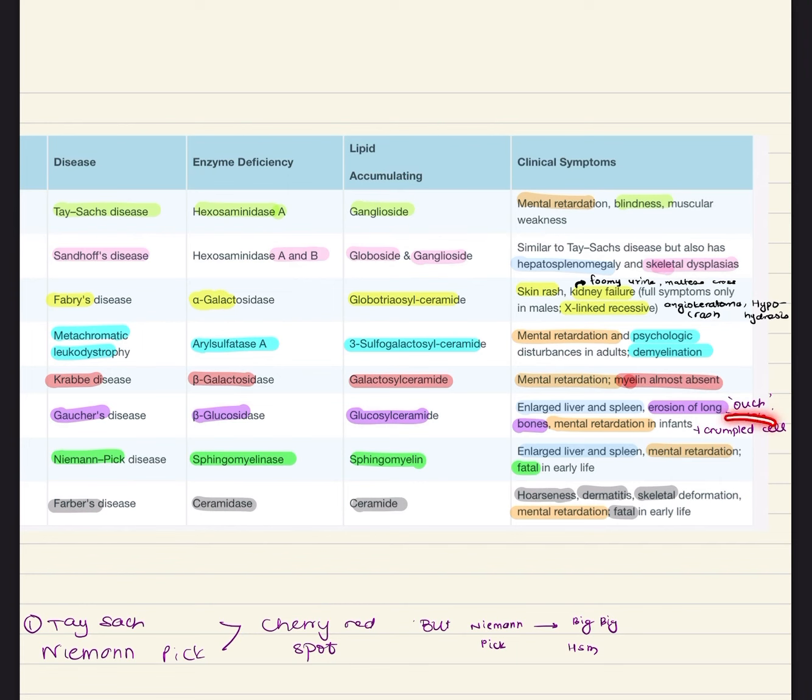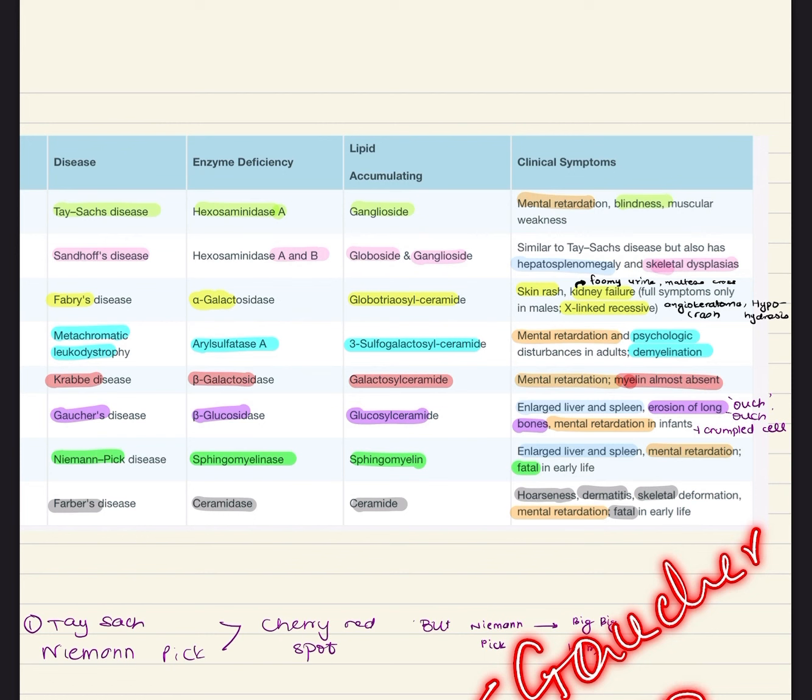Next is that they have something called a crumpled cell. They'll show you an image of a cell which has this crumpling. That is going to be Gaucher's disease. So two points are there: the question stem says they have bone pain, and they also have this crumpled cell, like crumpled tissue paper. That is going to be Gaucher's disease. Apart from that, they also have HSM, that is hepatosplenomegaly. They also have mental retardation. If you can pick that up, great. If you can't, it's okay. But remember, hepatosplenomegaly is there in only three things. One is Gaucher, as we spoke. Gaucher has hepatosplenomegaly. One is Niemann-Pick, and one is Sandhoff.